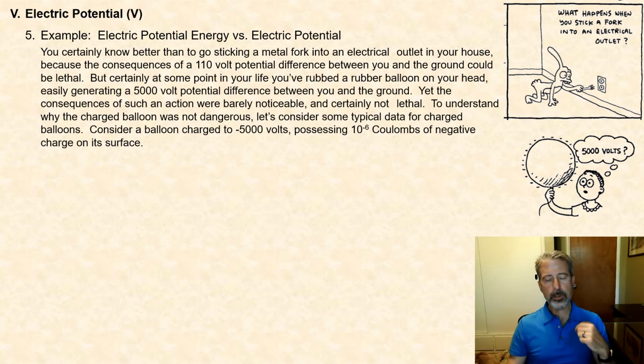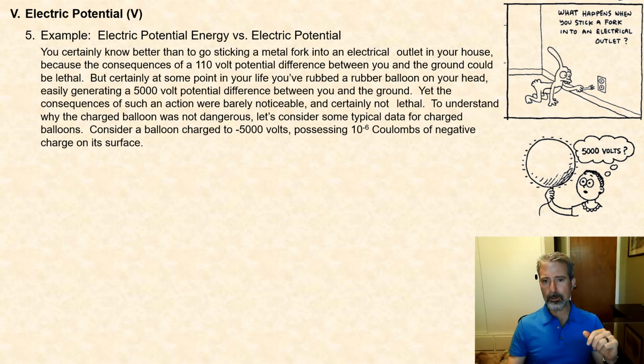So it can be easy to confuse the concept of electric potential energy with the concept of electric potential. And I'm hoping that with this example problem here, we will highlight some of the differences and hopefully alleviate some of this potential confusion. So as the problem suggests, you see Bongo over there trying to stick a fork in an electrical outlet. Well, you certainly know better than to go sticking a metal fork in an electrical outlet in your house, because the consequences of a mere 110 volt potential difference between you and the ground could be lethal. It actually could be very dangerous.